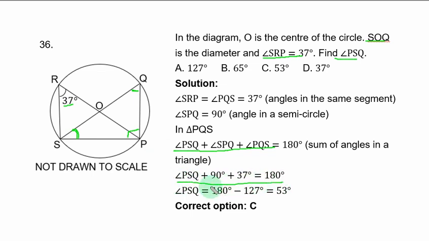If you collect like terms, you have angle PSQ is equal to, if you add these two angles and transfer it, it becomes 180 degrees minus 127 degrees, and you have 53 degrees. C is the correct option.